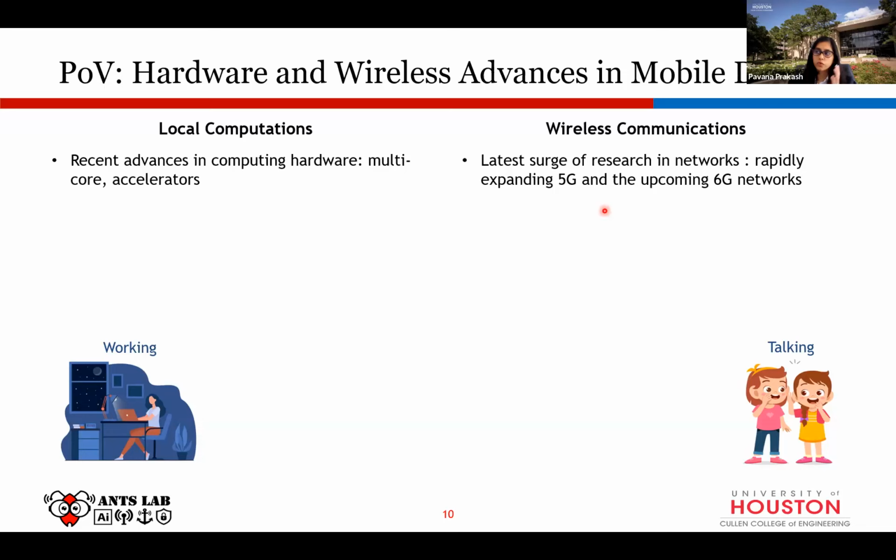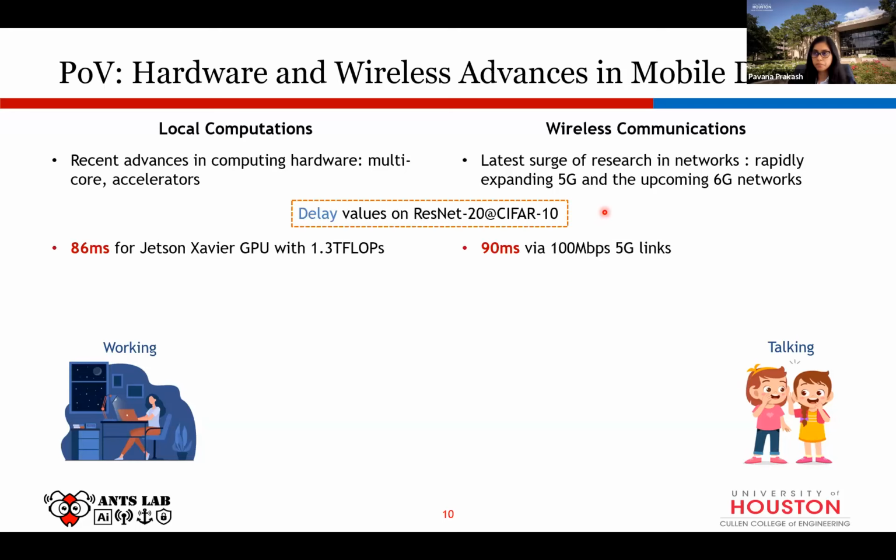So the question is, do we really have this kind of problem? Are we really constrained on one over the other? For that, a tiny experiment was conducted where we saw that on a Jetson Xavier GPU, one computation takes about 86 milliseconds. And communicating this update through a 5G link of 100 Mbps speed takes about 90 milliseconds. We see that these two values are not very different.